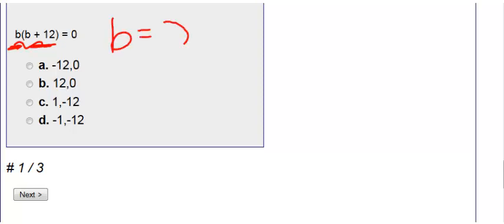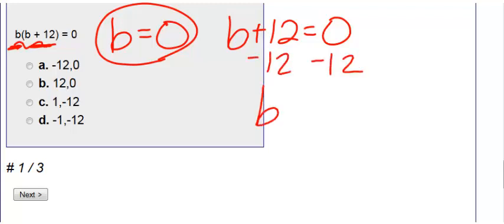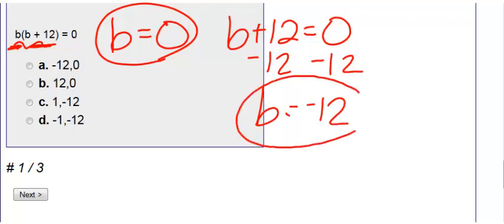So I'm going to set b equal to 0, and I'm going to set b plus 12 equal to 0. And we solve. B equals 0. Okay, I don't have to do anything there. That's one answer. Here I need to subtract 12 on both sides. Therefore, I get b equals negative 12. So my two answers are 0 and negative 12, which is choice A.